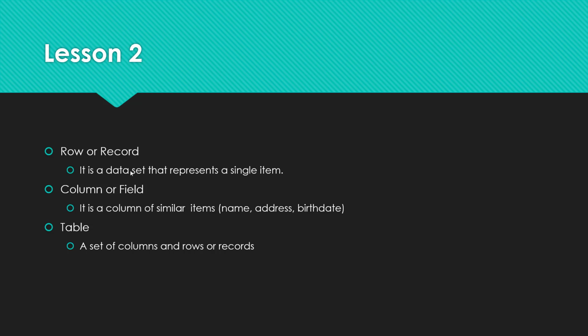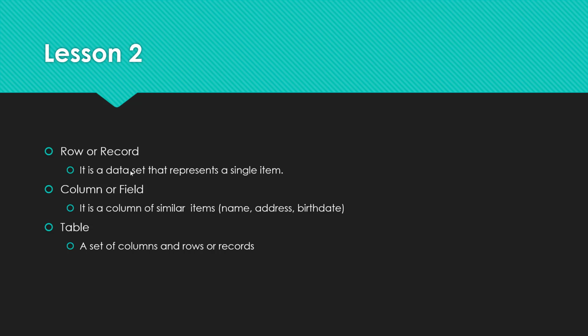The next terminology that we're going to look at is a column or a field. A field is a column of similar items such as name, address, birthday. Normally with no association with each other, other than they're the same type of data. And this altogether makes up what is called a table, which is a set of columns and rows or records.